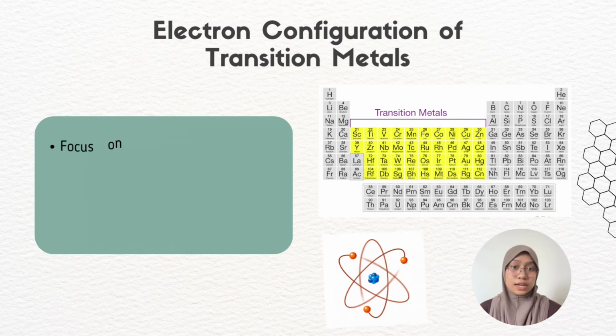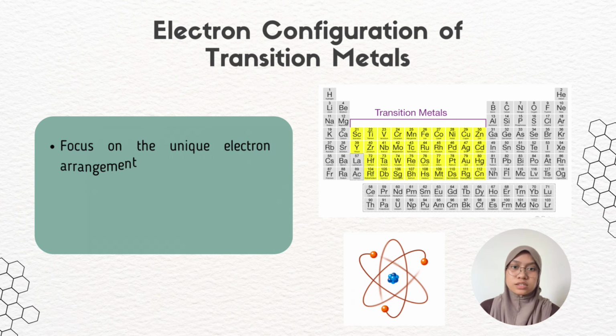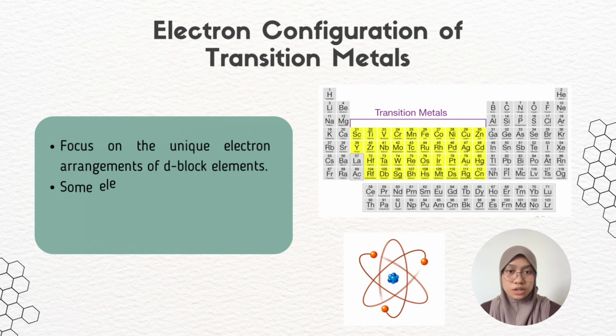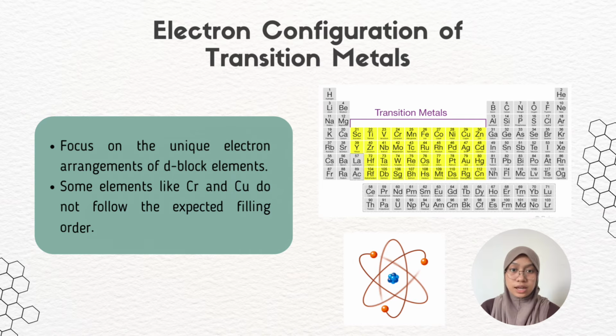Next, we will be discussing the electron configuration of transition metals. This topic is important because transition metals show unique electron arrangement compared to other elements. In particular, some transition metals such as chromium and copper do not follow the expected electron filling order, and this makes them interesting to study.